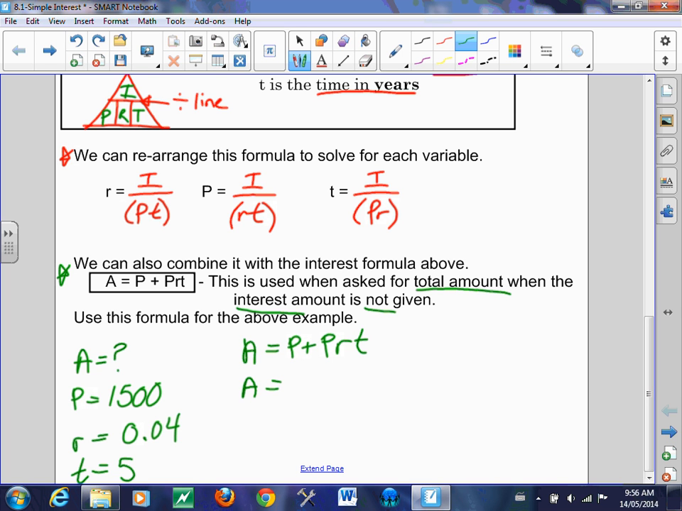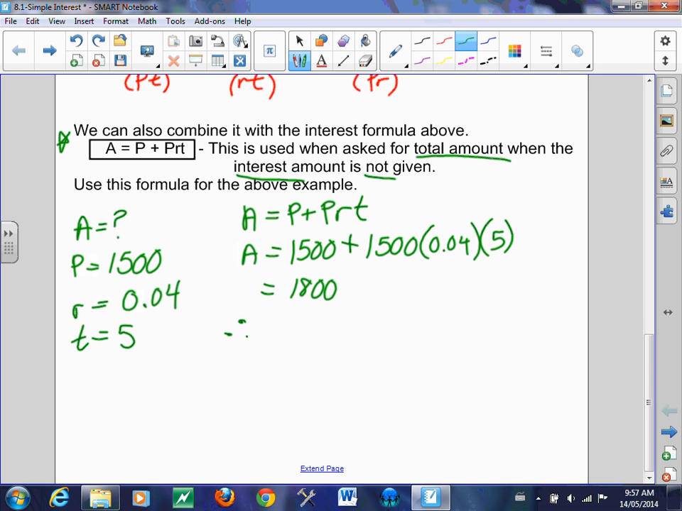So using that formula, I'll just rewrite it out, but you've got it right there. So sub in what we know. Principal is 1,500 plus the principal, which is 1,500, times the rate, 0.04. I got to multiply that by 5, which is really your interest amount, guys. Okay, plug it in your calculator and you should have $1,800. So therefore, $1,800 will be in the investment after 5 years.